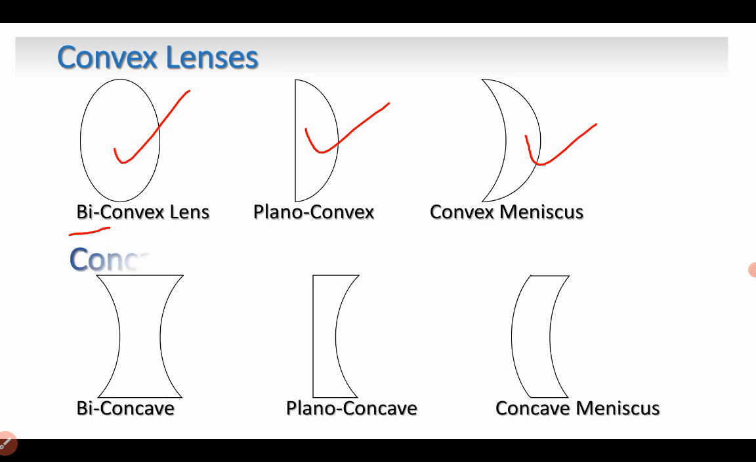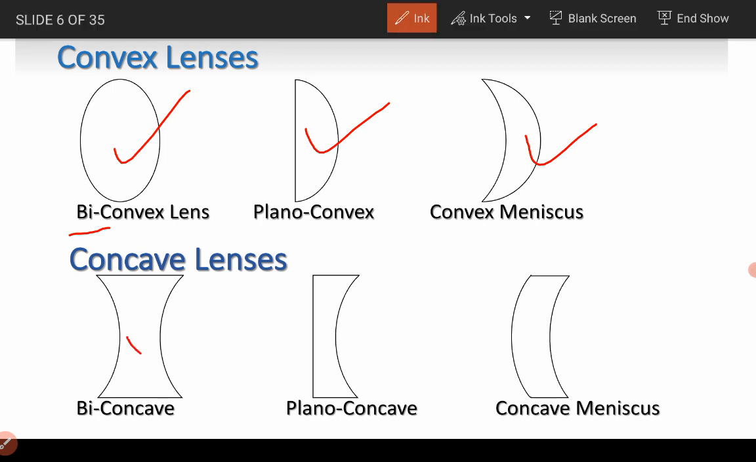Similarly, concave lenses are also of three types. Namely, we have what is called biconcave. Both faces are curved inwards. Since there are two of them, we call it biconcave. We have a plano-concave. We have this end which is curved inwards, and this end which is flat. So flat is plano. Concave means the other curve that is curved inwards.